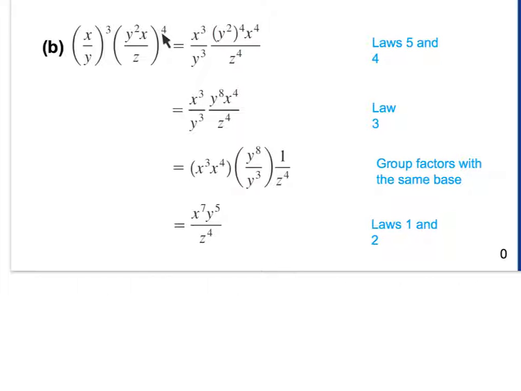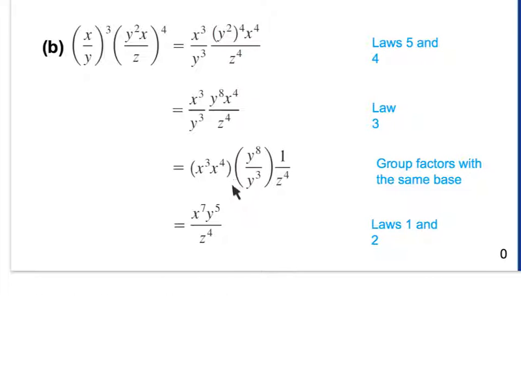We're going to give x that 4th power, and we're going to give z that 4th power in the denominator. And then this becomes y to the 8th. So we're using laws 4 and 5 here. Then that gives us this: x cubed over y cubed times y to the 8th times x to the 4th over z to the 4th.